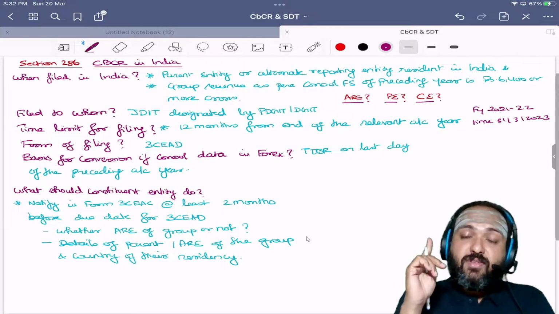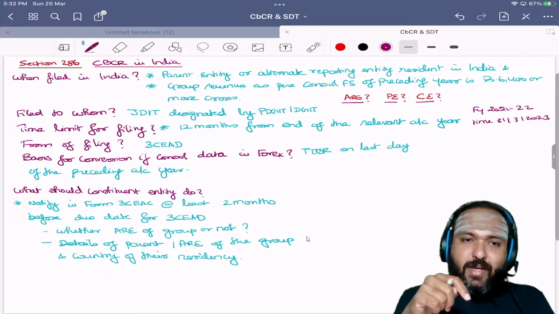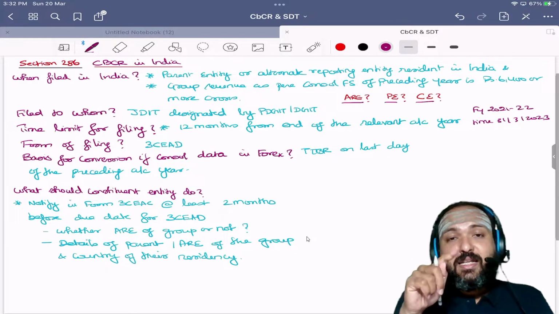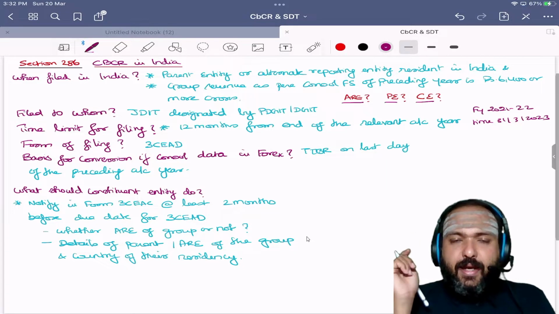Yes, as we have been discussing, the transfer pricing certificate is in Form 3CEB. Likewise, here there is a form called Form 3CEAD. What is it? 3CEAD.